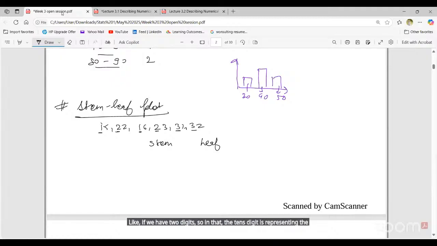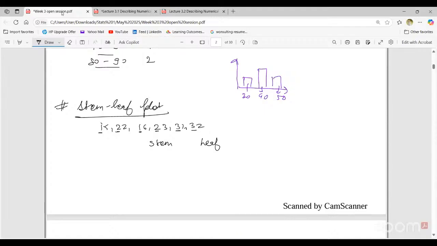I don't know how to pronounce your name. Can you just mute yourself because it's echoing? 15 to 16 is stem and 23 to 32 is leaf. Is this correct, ma'am? Can you just repeat? 15, 22, 16 are stem, ma'am. 23, 31 and 32 are leaf.